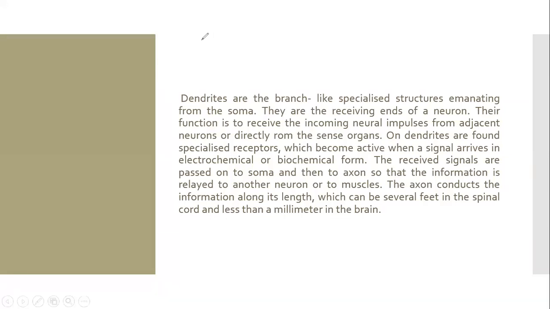Dendrites are the branches, like I said here. These are the dendrites, this is the axon, and these are the terminal buttons. So soma, these are the dendrites. Dendrites are the receiving ends of the neuron. These are the receivers. These will be connected to terminal buttons.